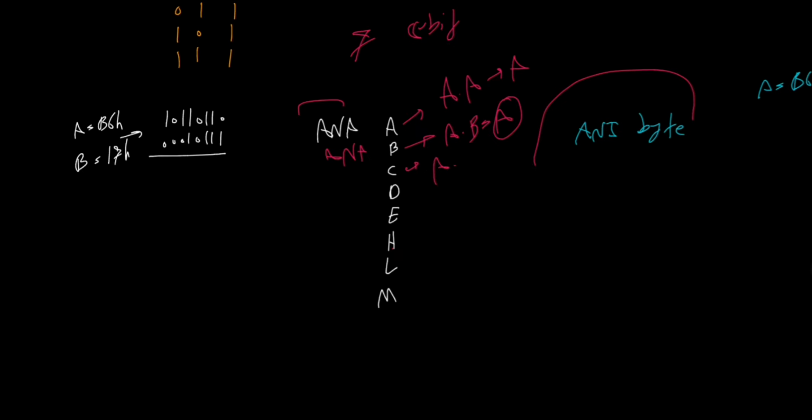ANA C means A to be ANDed with C and the result again in A, meaning that the destination and one of the operands is always the A register. And this would go on for all the 8-bit registers. M I will explain in the rest of the lecture. But what about the ANI byte?